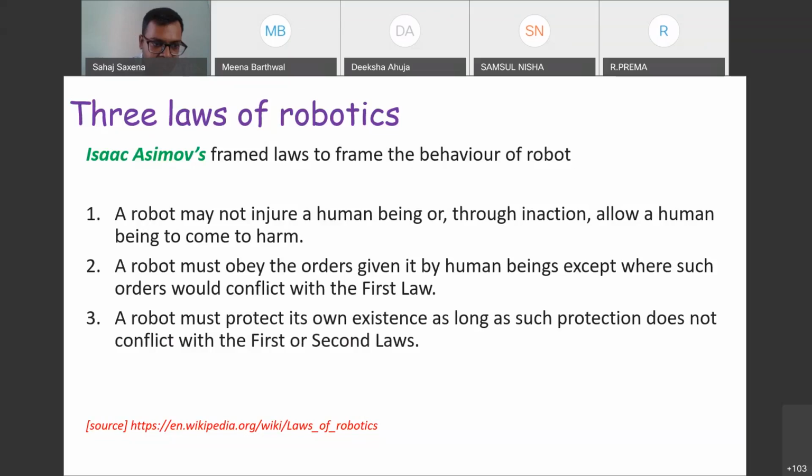The third is that a robot must protect its own existence as long as such protection does not conflict with the first or second laws. So as long as the robot is not harming any human, it can work, it can show its existence, and it can protect itself from certain types of disturbances. These are the three laws framed in order to prevent robots from superseding the human race. Anybody who is creating a robot should follow these three rules.